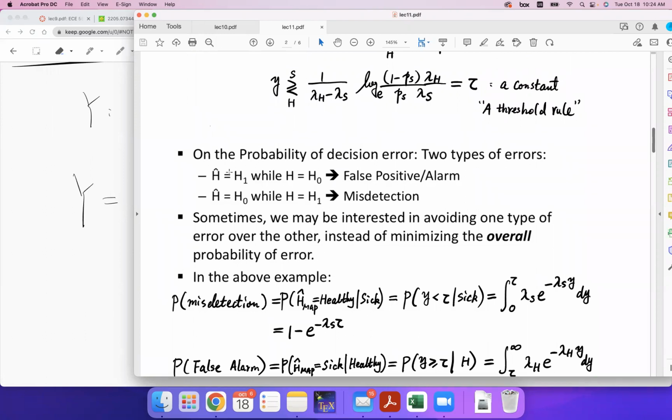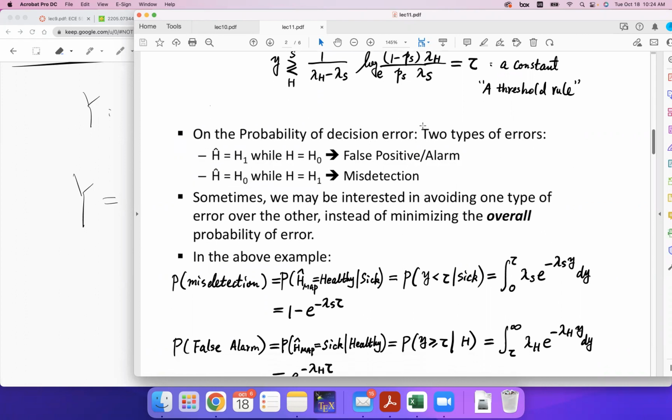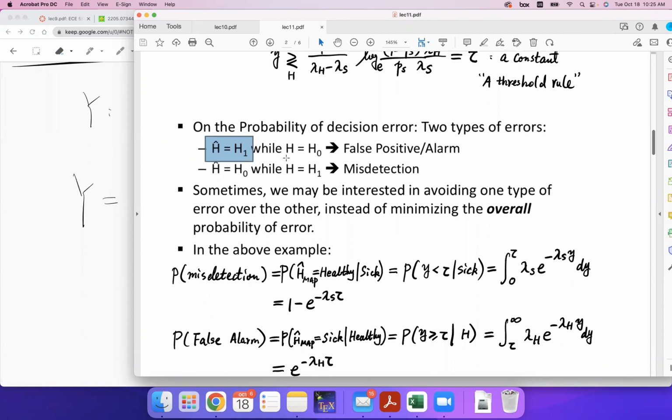So you will have some probability of errors. Once we derive this decision rule, we want to understand the probability of decision errors. There are two types of errors that we care about. One is called false positive or false alarm, which means that H0 happens, but you decide H1. For example, if a person is healthy but you decide is sick, this is a false positive. Or there's no aircraft, but you decide there is an aircraft. This is a false alarm. Something unimportant or normal happens, but based on your decision rule, you decide the other way.